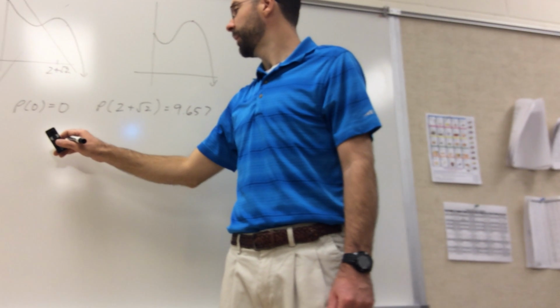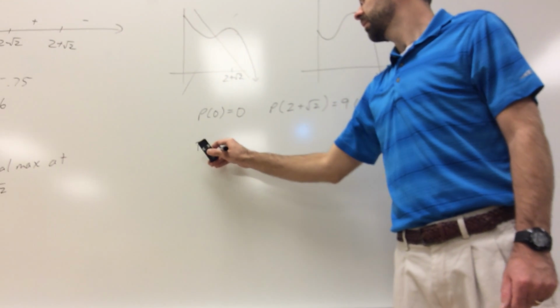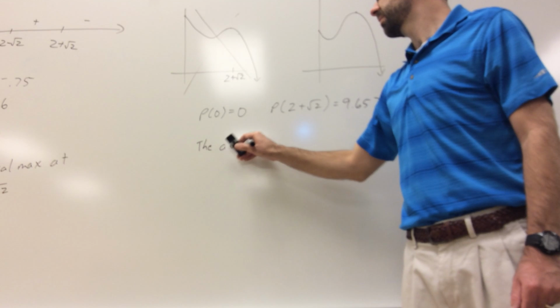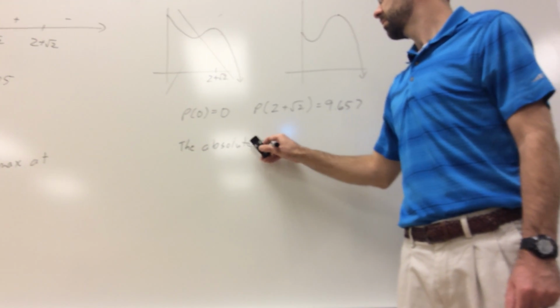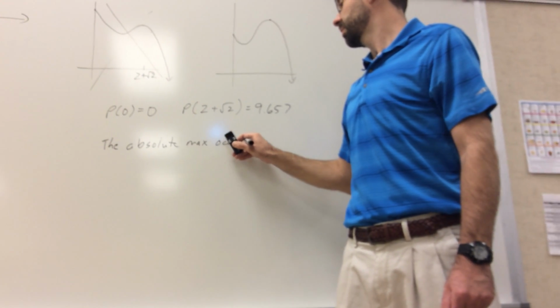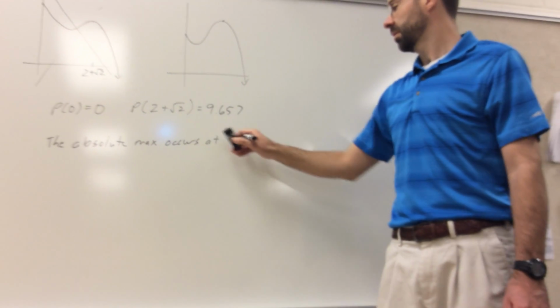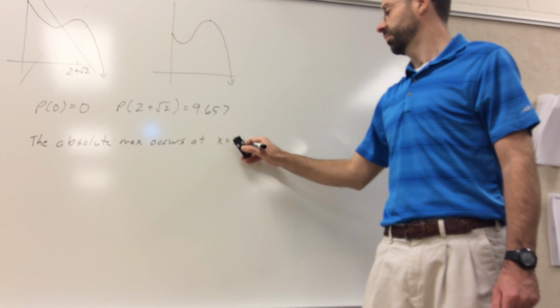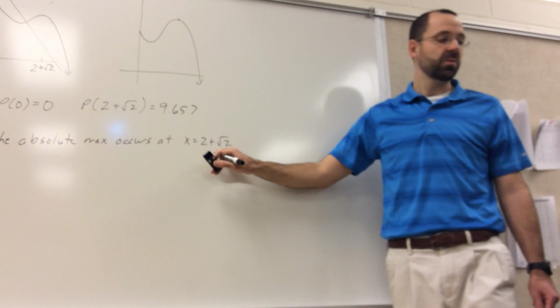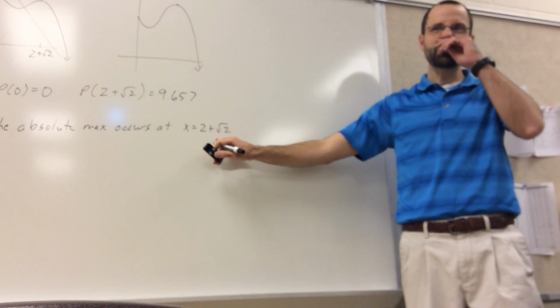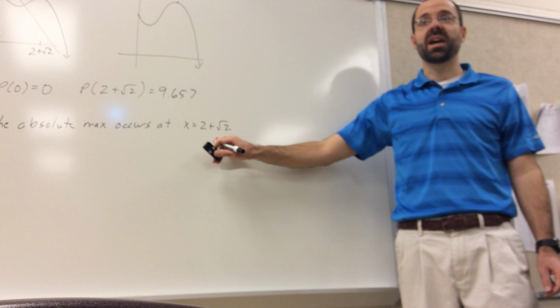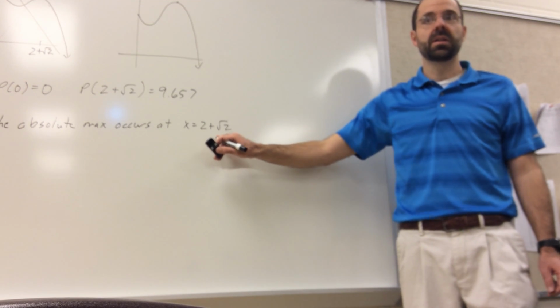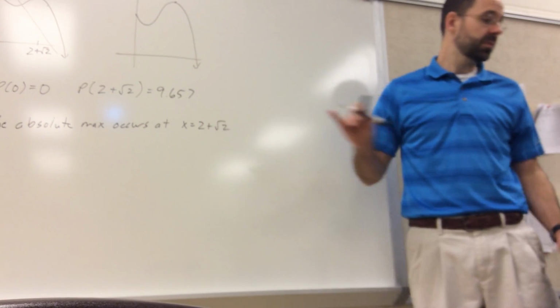Okay, so the absolute max occurs at x equals 2 plus root 2, which doesn't make a lot of sense here because x represents how many frisbees, right? So let's get a decimal for this. It's 3.414.